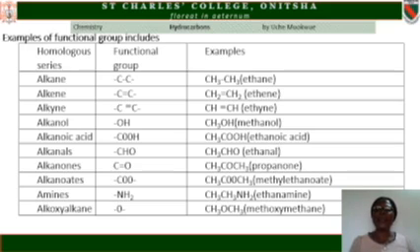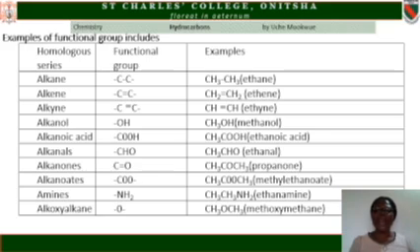Alkanol has a functional group of OH. An example is methanol. For the alkanoic acid, the functional group is COOH. An example is ethanoic acid. The alkanals have the functional group of CHO. An example is ethanal. The alkanones have the functional group of C=O. An example is propanone. The alkanoates have the functional group of COO. An example is methyl ethanoate.